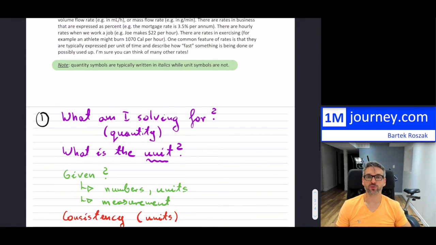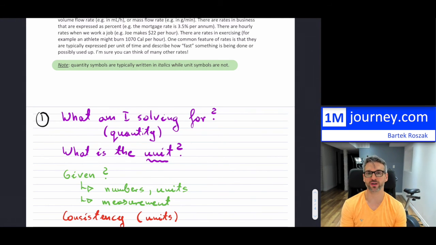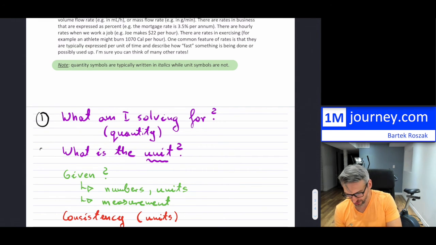Now, why do I do that? The reason for that is because it guides me, tells me, and gives me some sense of comfort of knowing that that's what I'm going to be solving for. I don't know how I'm going to solve for it yet, but it's good to know what it is that I'm trying to find.